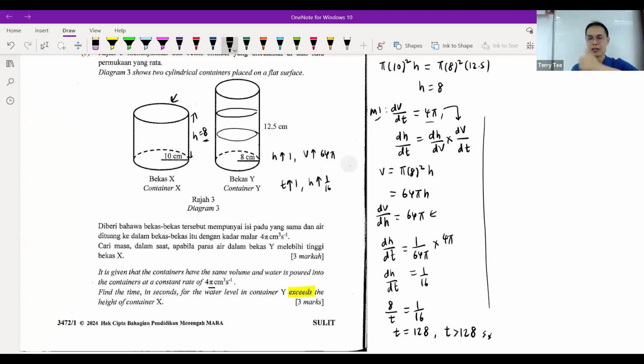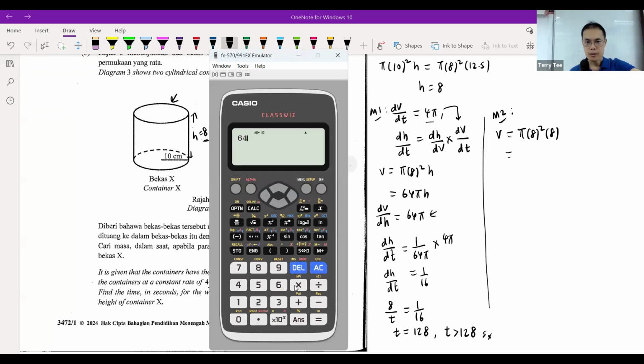Not to say very long, it's just longer. So we can actually do this without using chain rule. Because we know that the water is pouring at the rate of 4 pi, we can find the volume of water, and we know this height is 8. So the volume of water in the second container is pi r squared times 8. 8 squared is 64. 64 times 8 is 512.